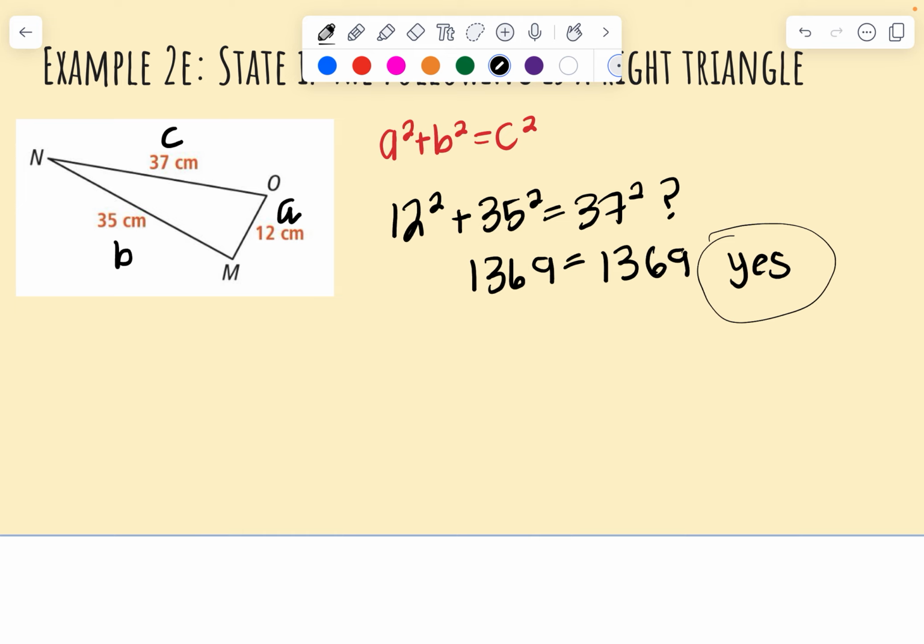So again, for both of these types of examples, make sure you label A, B, and C. Always label C first, across from the right angle. A and B doesn't matter. And then plug it into the formula. For the first example, you're going to solve for one of the sides. And for the second example, you're just going to see if both sides are equal.